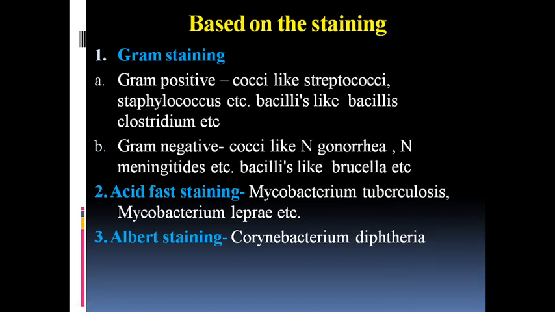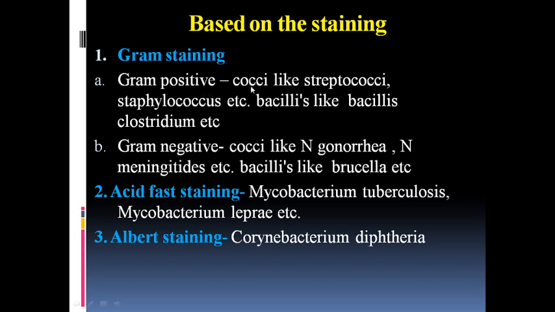Next, moving on to the classification based on the staining. Here in the laboratory, to identify the structure of the bacilli, we will do the staining. So based upon the staining, again the bacteria is divided into three types: gram staining, acid fast staining, and Albert staining. In gram staining, there are two types, that is gram positive bacteria and gram negative bacteria.